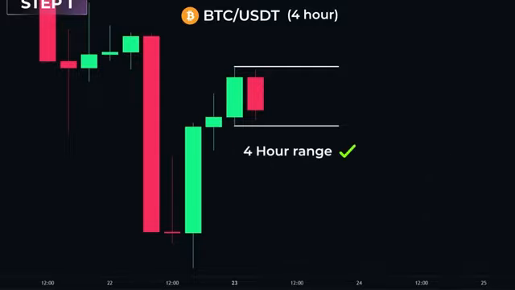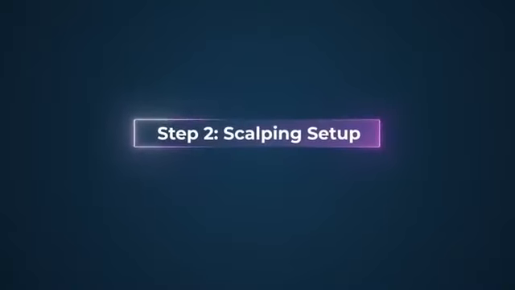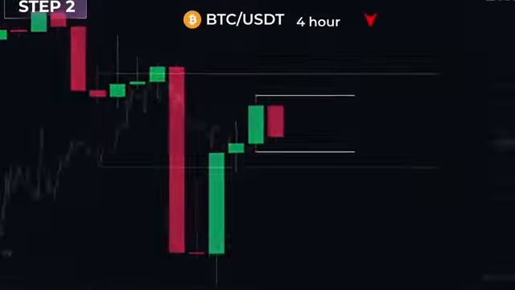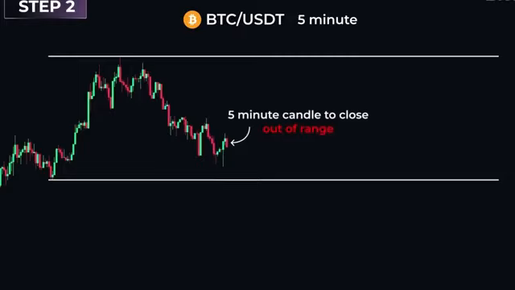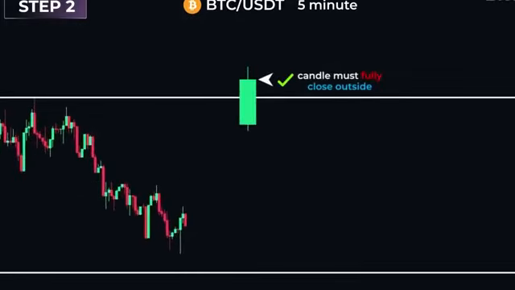So once the 4-hour range is identified, we move on to step 2, which is the scalping setup. So after the 4-hour range is identified, we go down to the 5-minute time frame to look for scalp setups. So the setup we're looking for is when the 5-minute candle closes outside of the range, either the range high or range low. But again, the key here is the candle must fully close outside, so wicks alone don't count.